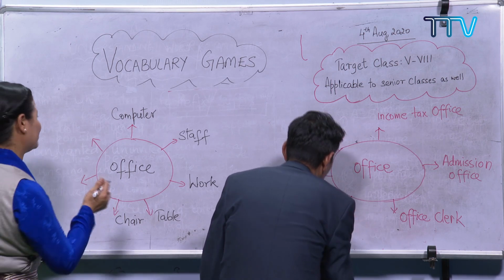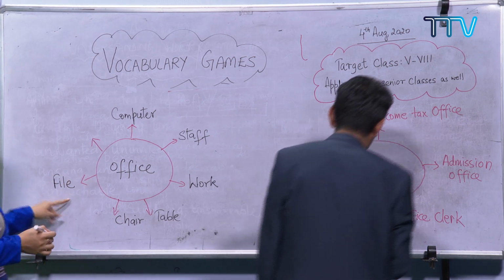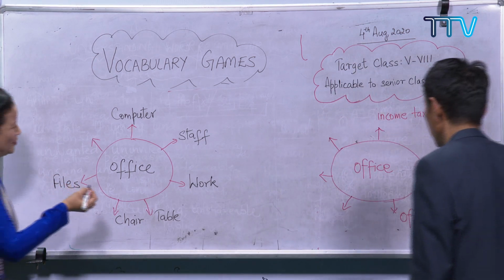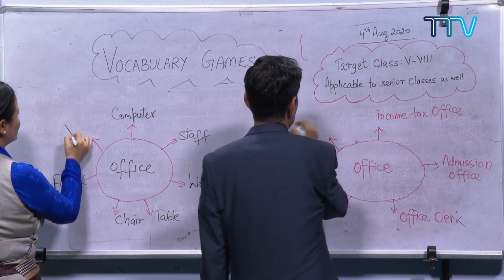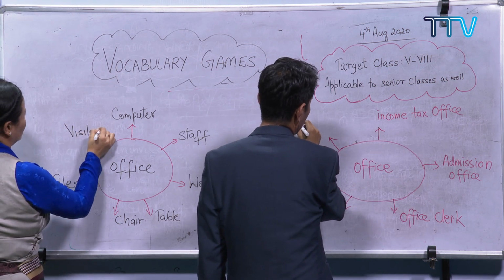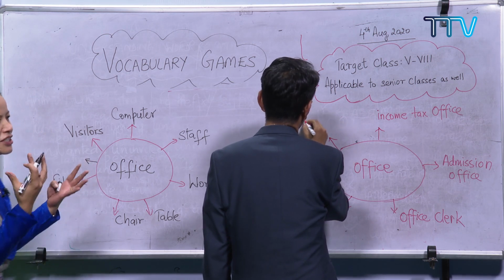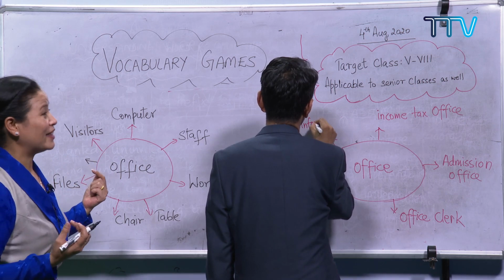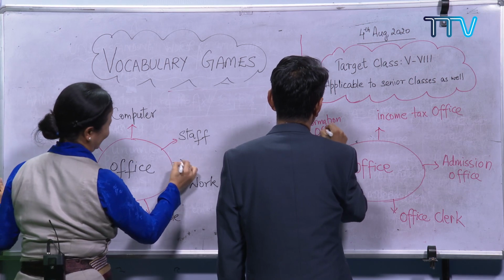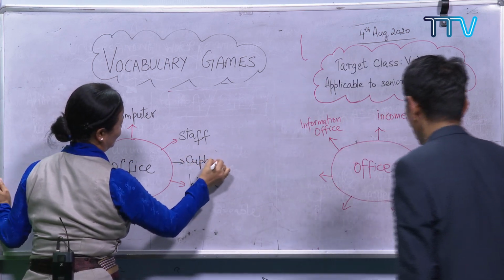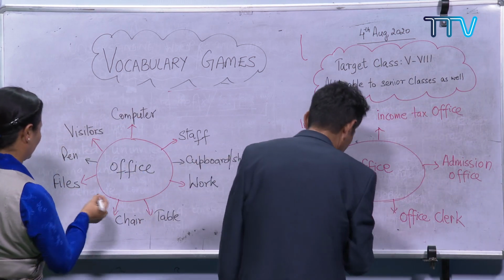Reception. Okay. Files, very good. Thank you, whoever has given this suggestion, files. There's a lot of files in an office, right? Then we have visitors. Visitors to the office. Okay, I can add. Any suggestions coming up from the audience? Information office. Pen, cupboard. Or I can say shelf, right? Admission office. You can see files, pen.